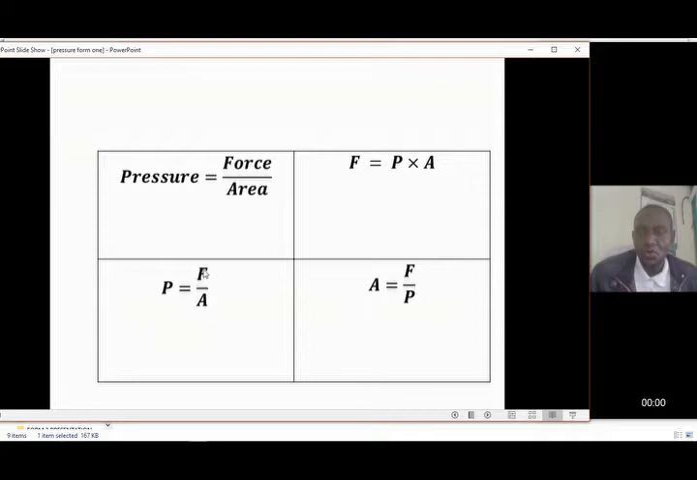Now, force must be in newtons, area must be in square meters, so that the answer will be newton per square meter. If you want to find force, you make force the subject. You multiply by A both sides, you have pressure times area, that is force. If you want to get area, you make area the subject: area goes that side, pressure comes here. So area is force over pressure.